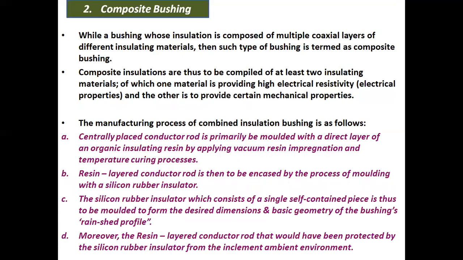Now, number 2, composite bushing. A bushing whose insulation is composed of multiple coaxial layers of different insulating materials is termed a composite bushing. Composite insulation is thus compiled of at least two insulating materials, of which one provides high electrical resistivity, that is, electrical properties, and the other provides certain mechanical properties just to withstand the mechanical stresses.